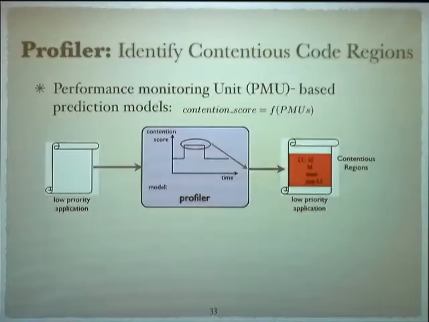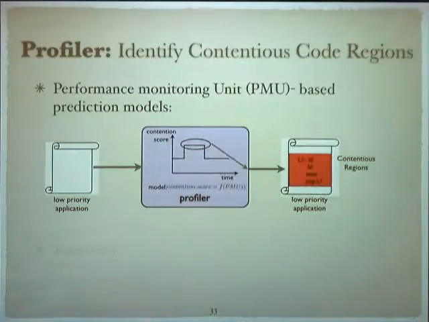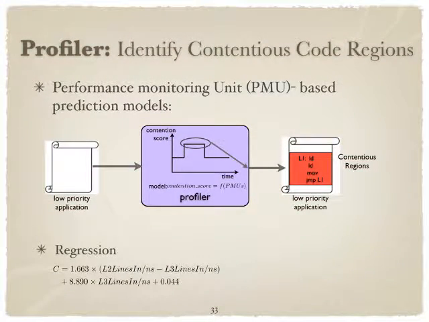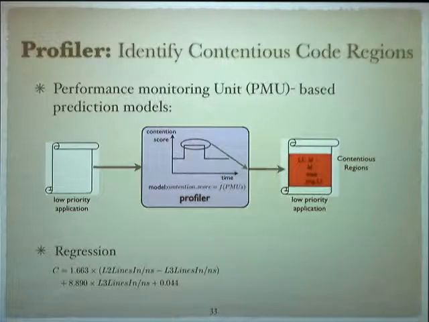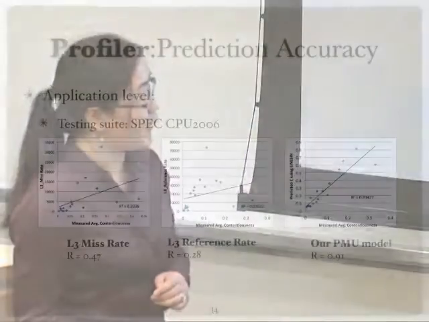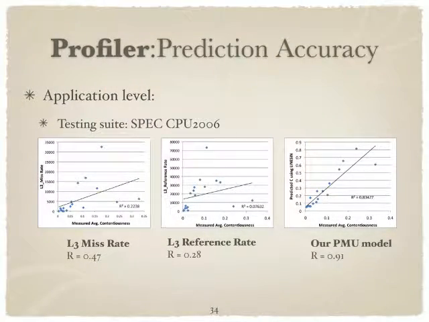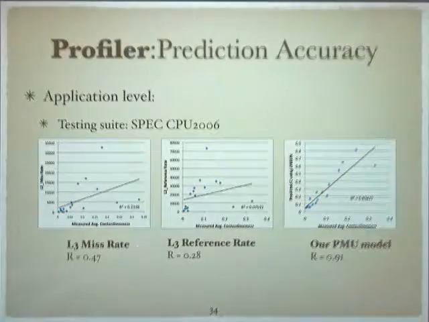So the profiler, based on the performance counters, will predict a contention score for each execution phase. We identify the execution phases with a high contention score, and then find the associated code regions that have the high contention score. There's a lot of thinking and work that goes into how to build this kind of prediction model, and we use a regression. Here's our model, and I'd like to talk more offline if you're interested. But let's take a look at the performance of this model. Here are the two prior works, the ones that were published at S+.